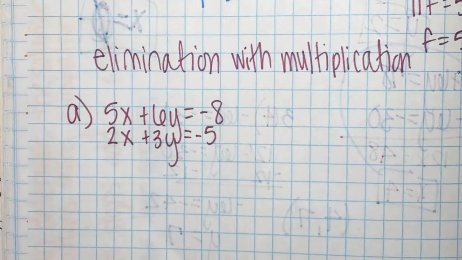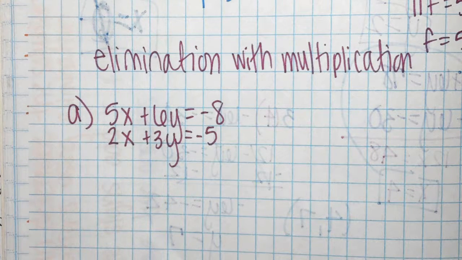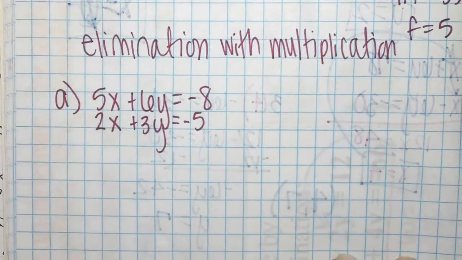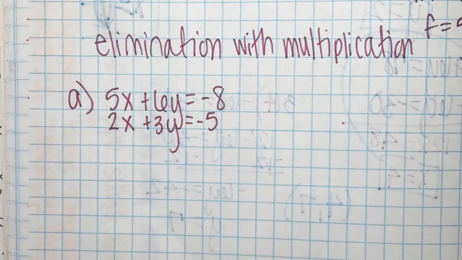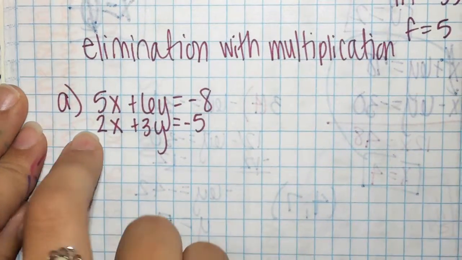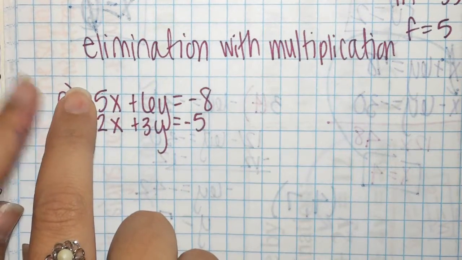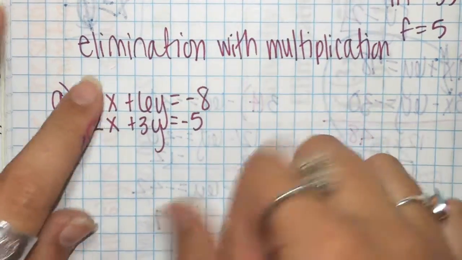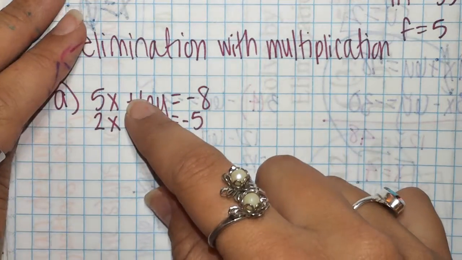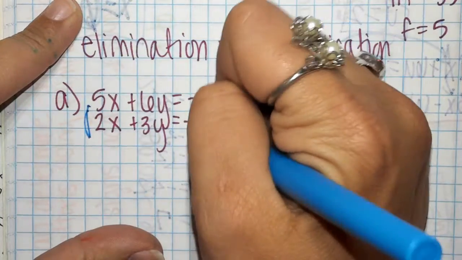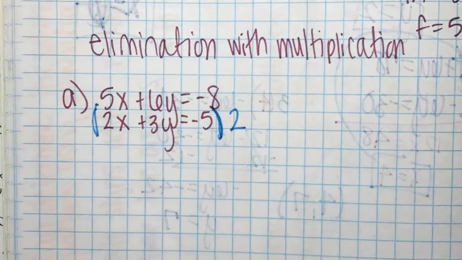Okay, so this is our new problem that we're going to do. Now, can we eliminate our x's with the problem like it is? No. Can we eliminate the y's with the problem like it is? No. Now, usually we have to figure out which letter we want to eliminate. And the way we do that is we figure out, can we multiply 2 by anything to get 5? No. Can we multiply 5 by anything to get 2? No. But can we multiply 3 by something to get 6? Yes. Alright? So let's multiply everything on the bottom equation by 2.